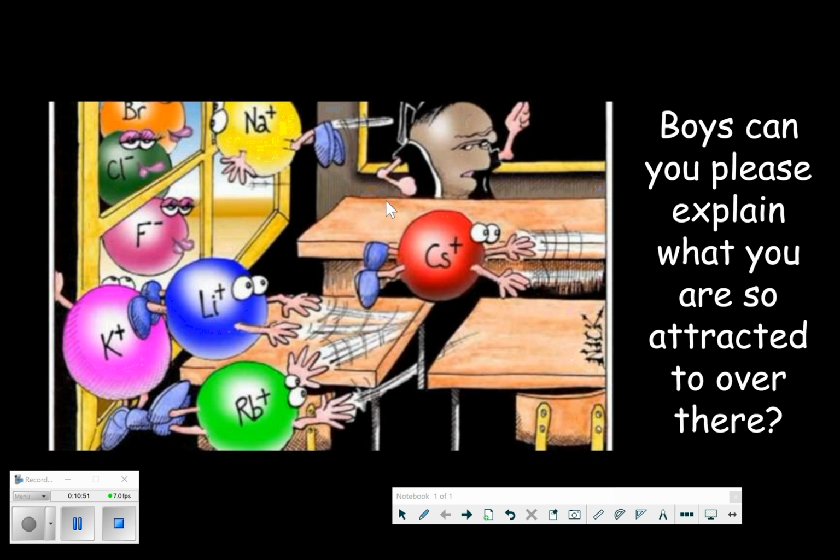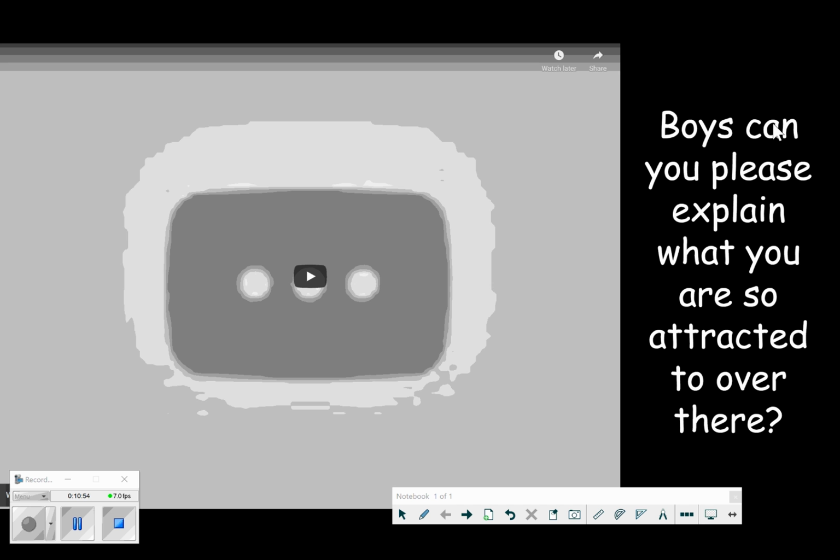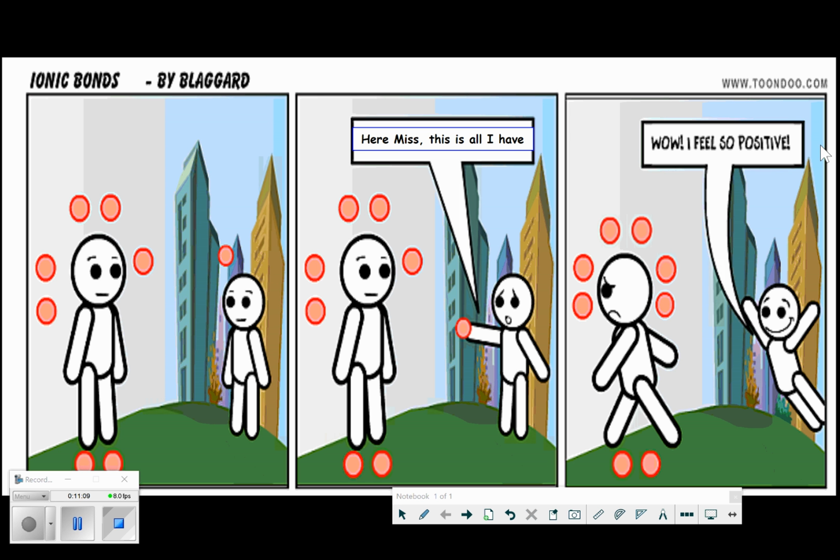Okay, here's a nice little picture, and it says, "Boys, can you please explain what you are so attracted to over there?" And the boys are the positives because they're donating electrons. The girls are negatives because they are taking electrons, or stealing electrons.